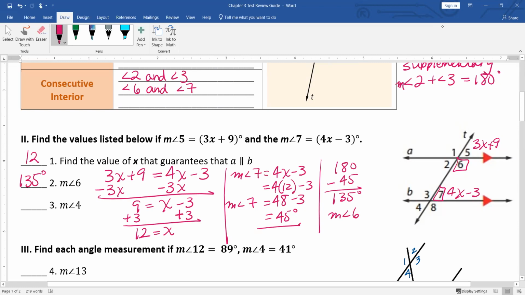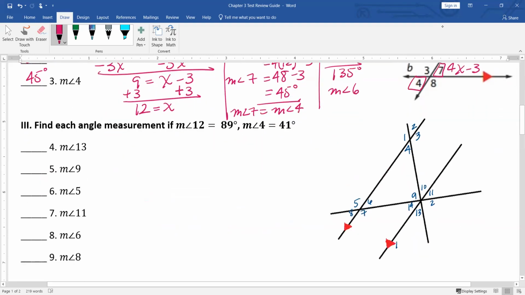I'm also asked for the measurement of angle 4. Again, we can come at it from two different ways. Angle 4 and angle 5 are alternate exterior angles. But since I've already calculated the measurement of angle 7, I know that angles 4 and 7 are vertical angles, so they're also equal to each other. So the measurement of angle 7 is equal to the measurement of angle 4, which means it's 45 degrees.